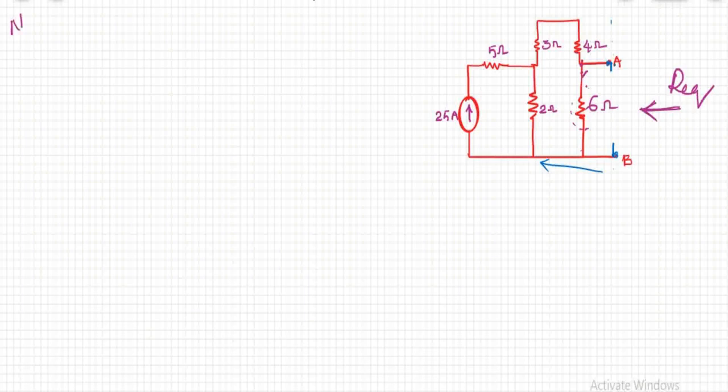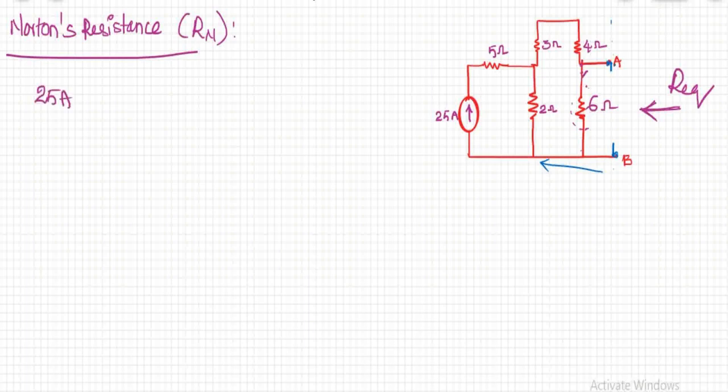So now we are going to find Norton's equivalent resistance, that is RN here. That is nothing but the equivalent resistance. So here we have a 25 amperes current source. Because it is a current source, while finding the equivalent resistance, we are going to replace it with its internal resistance. Current source will be replaced with an open circuit.